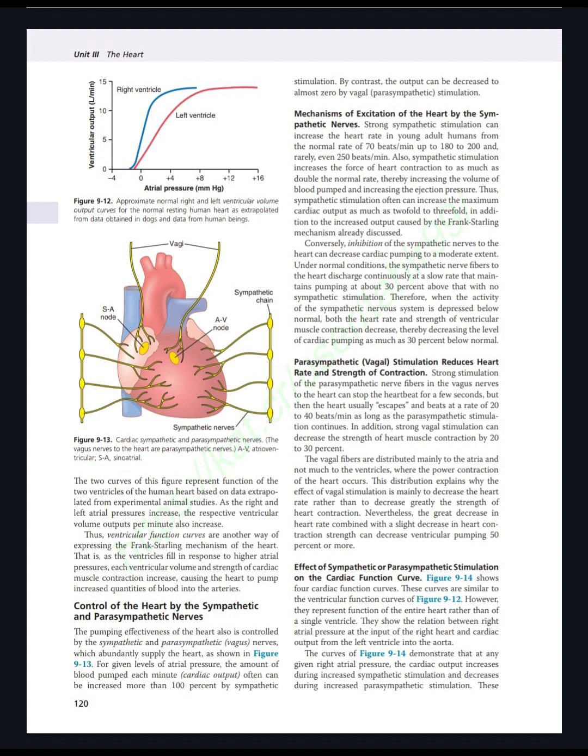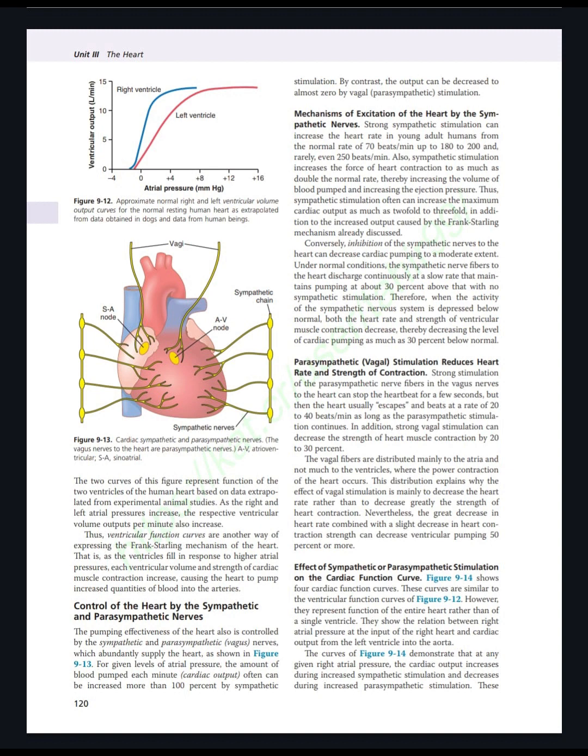Conversely, inhibition of the sympathetic nervous system to the heart can decrease cardiac pumping to a moderate extent. Under normal conditions, the sympathetic nerve fibers to the heart discharge continuously at a slow rate that maintains pumping at about 30% above that with no sympathetic stimulation. Therefore, when the activity of the sympathetic nervous system is depressed below normal, both the heart rate and the strength of ventricular contraction decrease, thereby decreasing the level of cardiac pumping as much as 30% below normal.